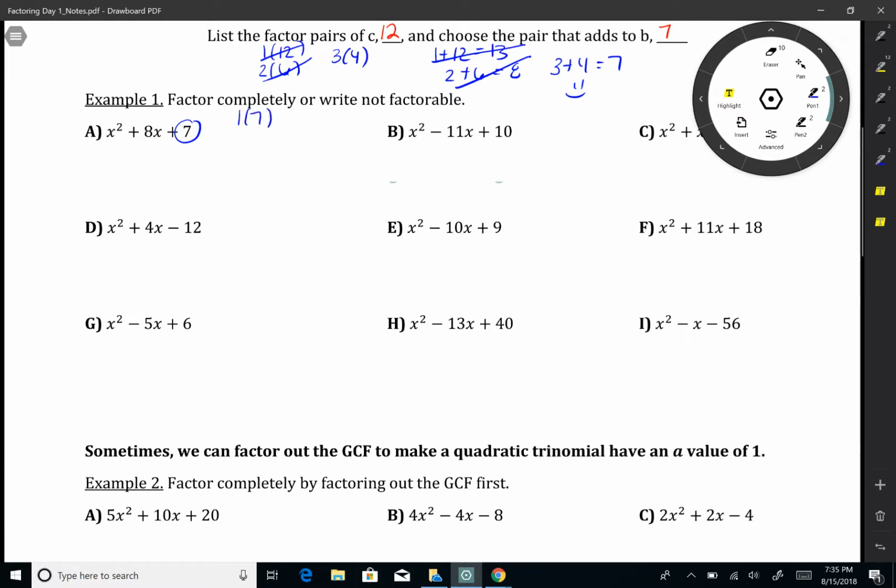So hopefully those add to equal our b value of 8. And sure enough, 1 plus 7 is 8. So we know we're going to have x plus 1 times x plus 7. All right, that is our answer.